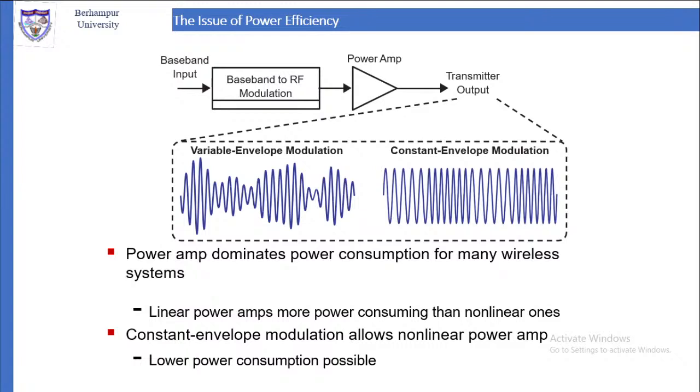Lower power means conservation of energy. You are conserving energy, and that is more important. So battery life will be higher. Low power consumption means more battery life. That is what we require. So that is why more people go for constant envelope modulation.